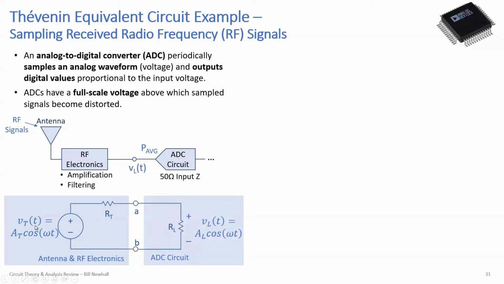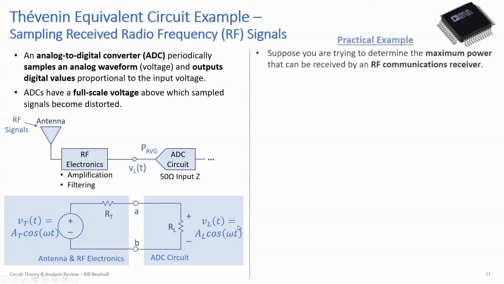So I've defined a voltage here, the Thévenin voltage, an amplitude times cos omega t, and here's the load voltage, A sub L, this amplitude, cos omega t, same frequency, different amplitude. Okay, so this practical example is, suppose you're trying to determine the maximum power that can be received by an RF communications receiver.